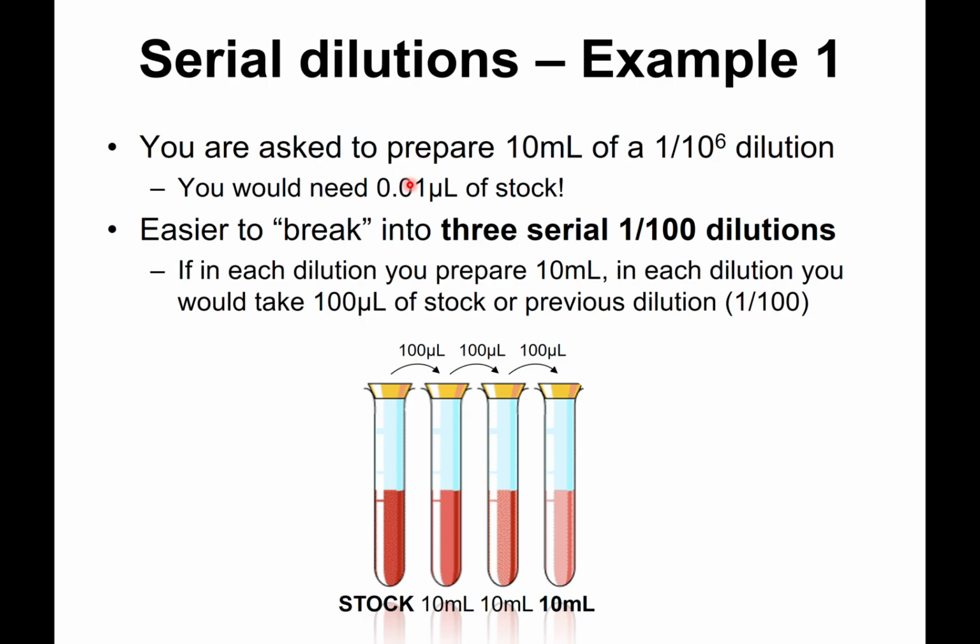So what can you do? Well, you can break down this dilution into different steps. You can break it down, for example, into 3 serial steps, with each one of them being a 1 in 100 dilution. So in each step you prepare 10 milliliters of dilution, and you take 100 microliters of the previous dilution or the stock solution. In this case, if you calculate the ratio, each dilution is 1 in 100, okay? And this dilution will build up over time.